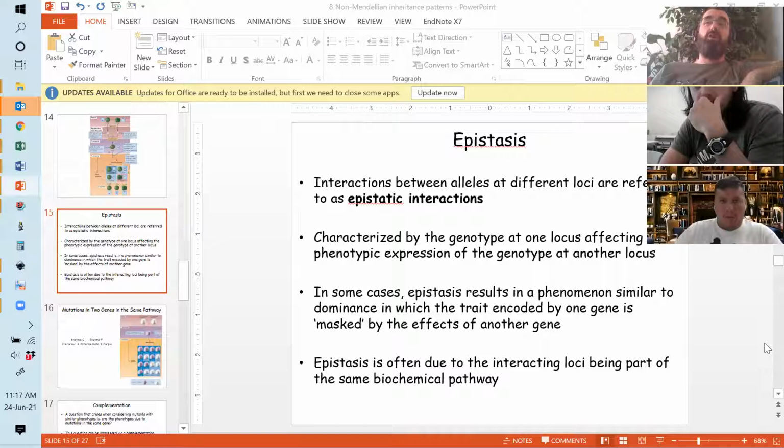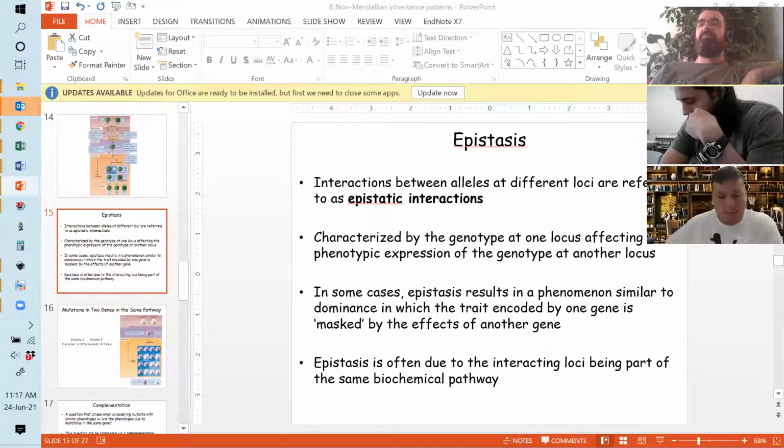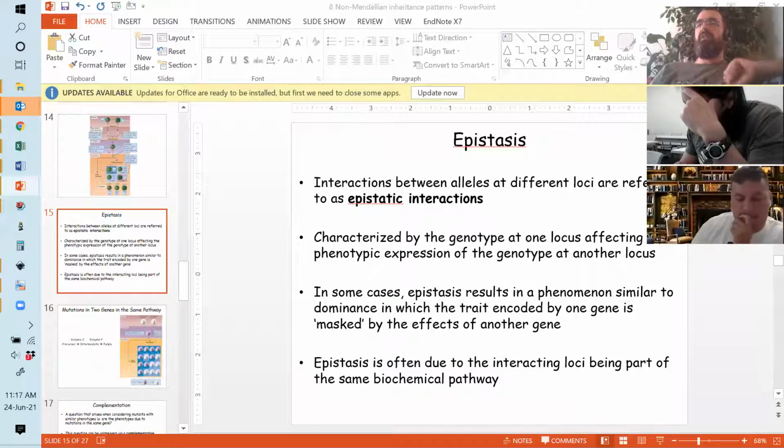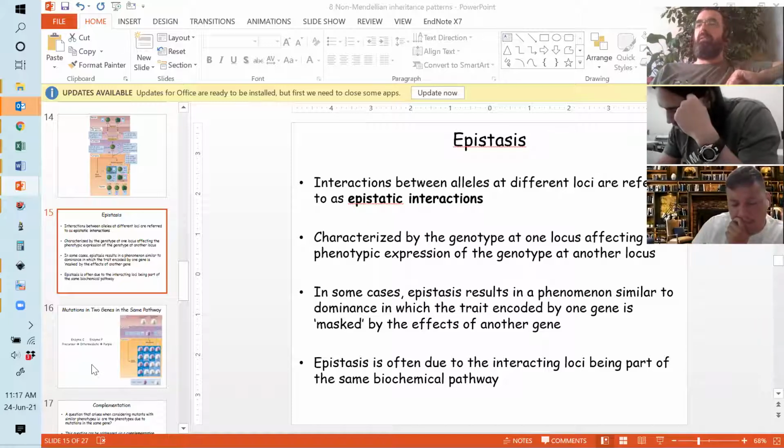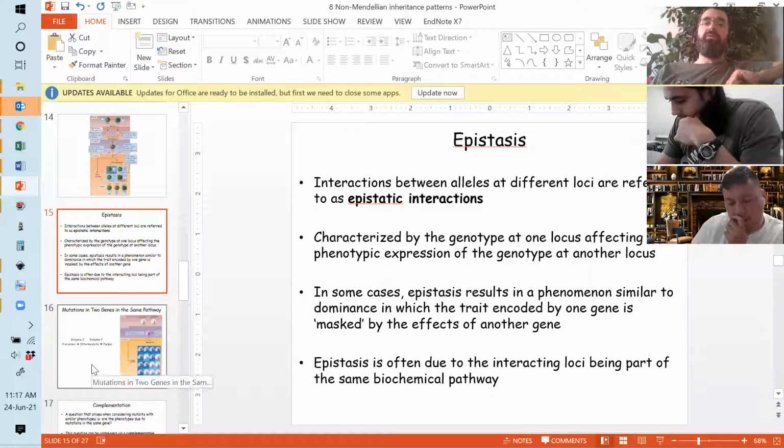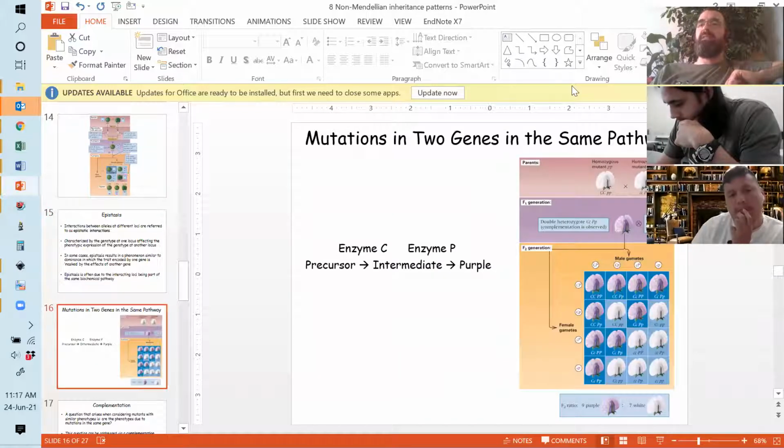So that's an example of dominant epistasis, where one phenotype at one locus completely masks two possible phenotypes at another locus. Right. You can also have what's called recessive epistasis. And I wouldn't worry too much about dominant versus recessive because, again, we're not going into this in huge detail. But these are more just examples to help you understand the process.